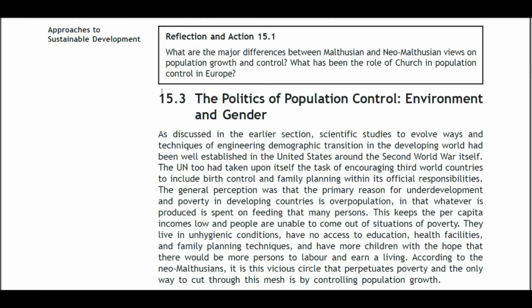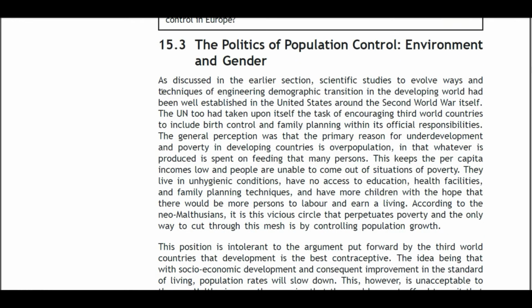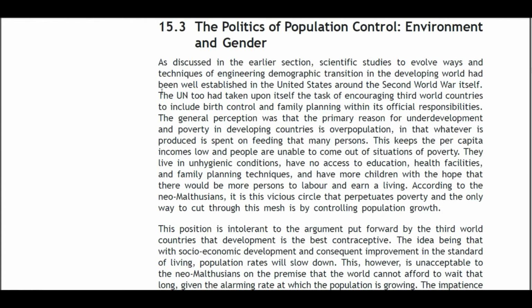As discussed in the earlier section, scientific studies to evolve ways and techniques of engineering demographic transitions in the developing world had been able to establish themselves in the United States around the Second World War itself. The UN too had taken upon itself the task of encouraging third world countries to include birth control and family planning within its official responsibilities.